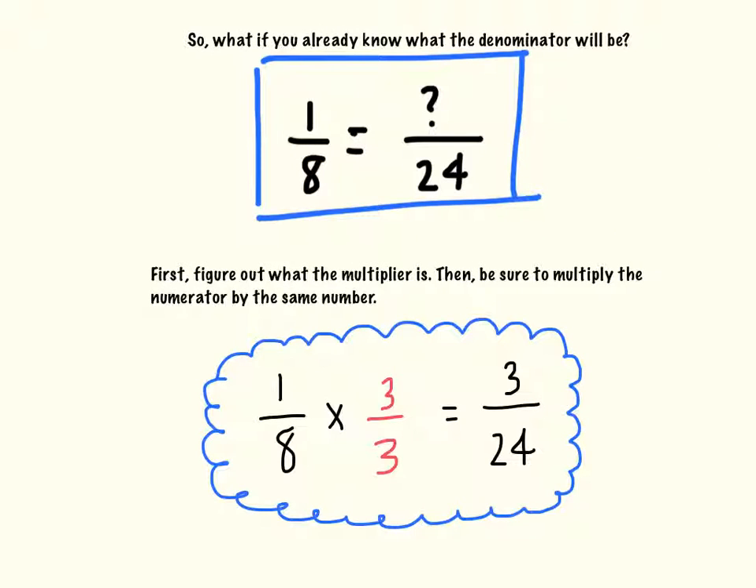So what if your teacher has already told you what the new denominator will be? Then what do we do? So if we look at the first example, we have 1/8 equals something out of 24. And if I think about the multiplication that I know from my basic facts that 8 times 3 is going to give me 24. Okay, so I figured out what the multiplier is. In this case, it's 3. And then we have to make sure we're multiplying the numerator by the same number. And that's why you see in the bottom example there, we are multiplying by 3 and we end up with 3/24.